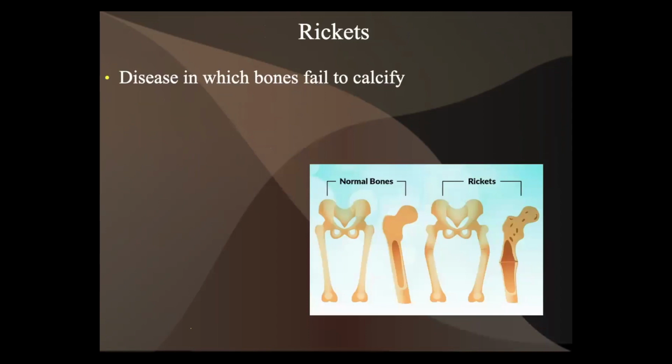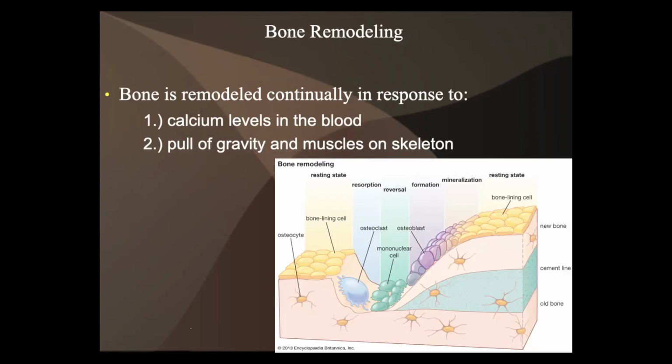Rickets is a disease when the bones don't calcify properly. Oh, do you need that last bullet point?